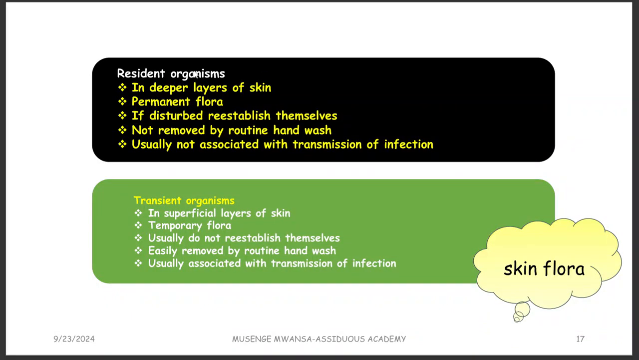So the resident organisms in deeper layers of the skin are permanent flora. If disturbed, they are going to reestablish themselves, and they are not removed by routine hand wash. These are going to be there even when you wash your hands, and they are usually not associated with transmission of infection. Those are the resident ones, but the transient ones are superficial and temporary, and they do not establish themselves if you disturb them. They can be removed when you wash hands, and they can transmit infection.